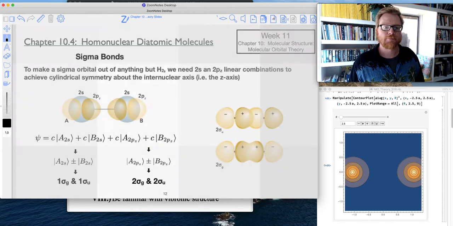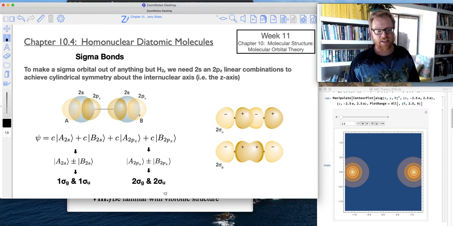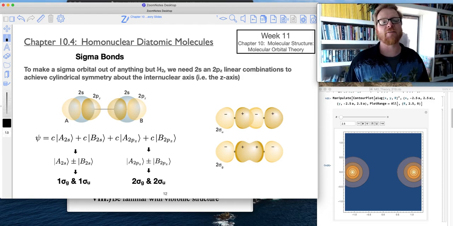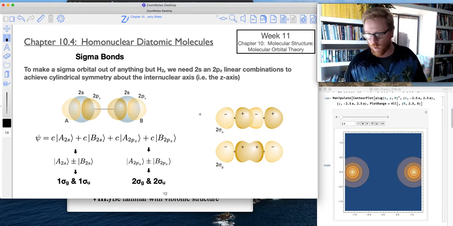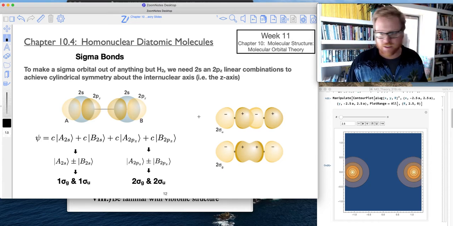So moving on. There's more than one way to create a sigma bond. And this is where this can get a little confusing. To make a sigma orbital out of anything but H2, we technically need 2s and 2pz, or even 3s and 3pz, or 4s and 3pz, and so on and so forth.